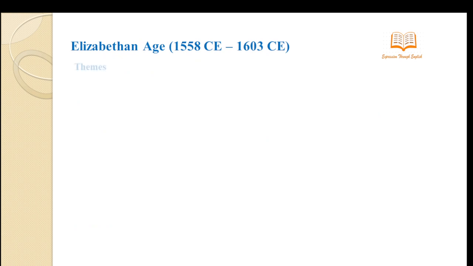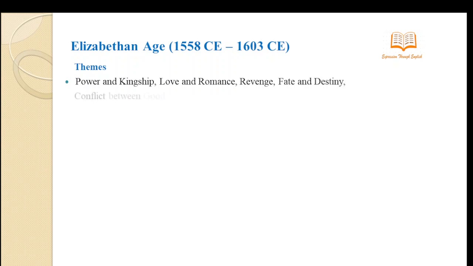Okay, so let's discuss the themes that were used in Elizabethan drama during the Elizabethan Age. We have got power and kingship as a theme in these dramas: love and romance, revenge, fate and destiny, conflict between good and evil, ambition, anti-Semitism. All these were the themes used in Elizabethan dramas.